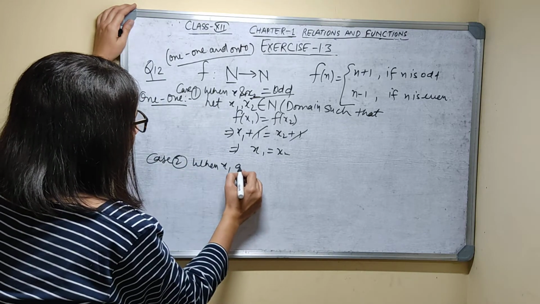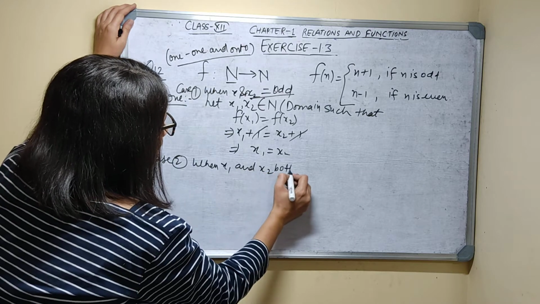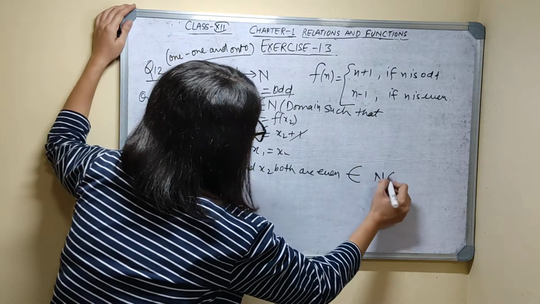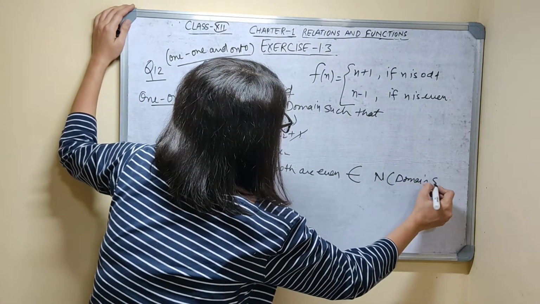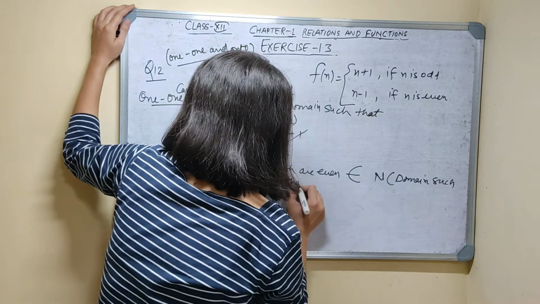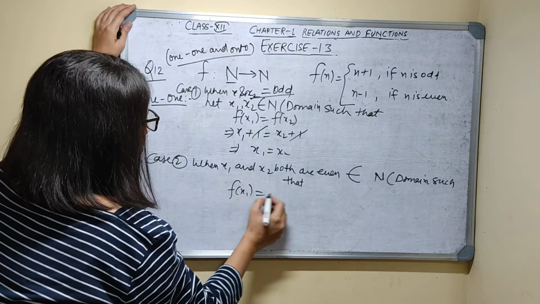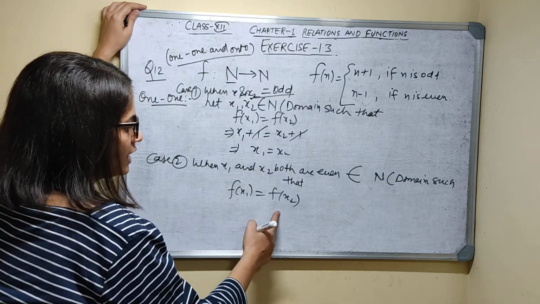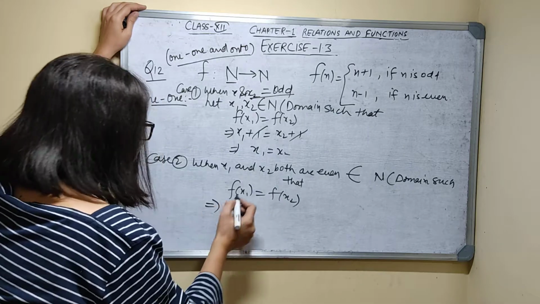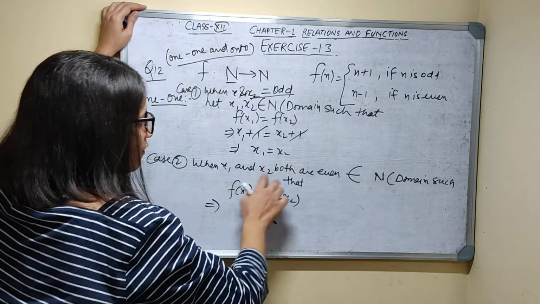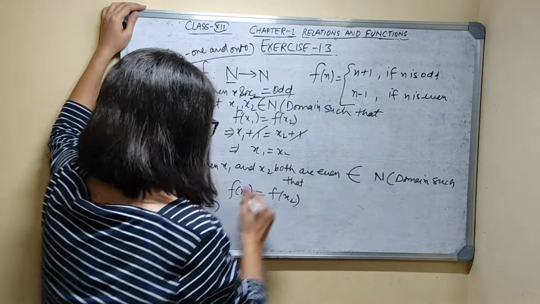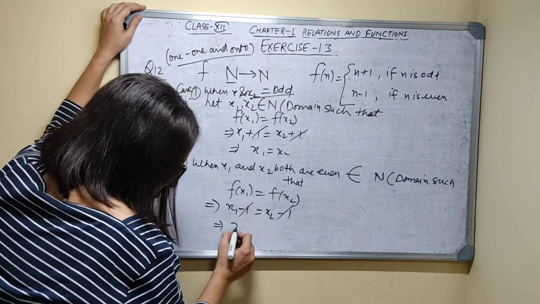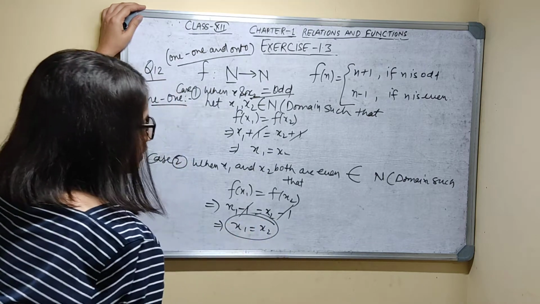When x1 and x2 both are even and both belong to the domain such that f of x1 is equal to f of x2. Is it clear? Here both are even, so I have to take the function n minus 1. So I will write x1 minus 1 is equal to x2 minus 1. Minus 1 cancels, x1 is equal to x2.